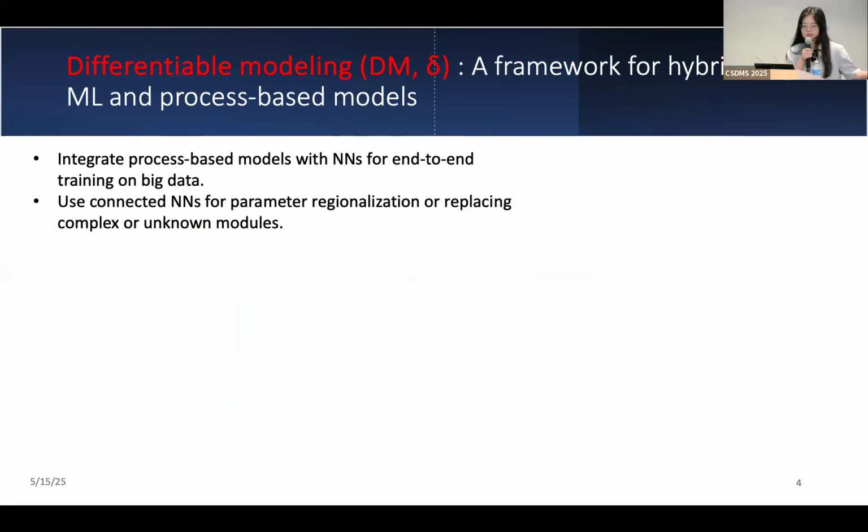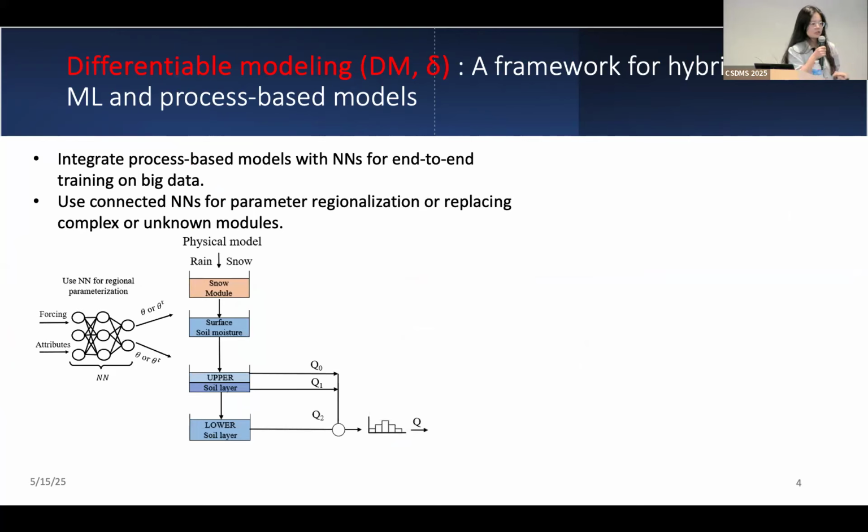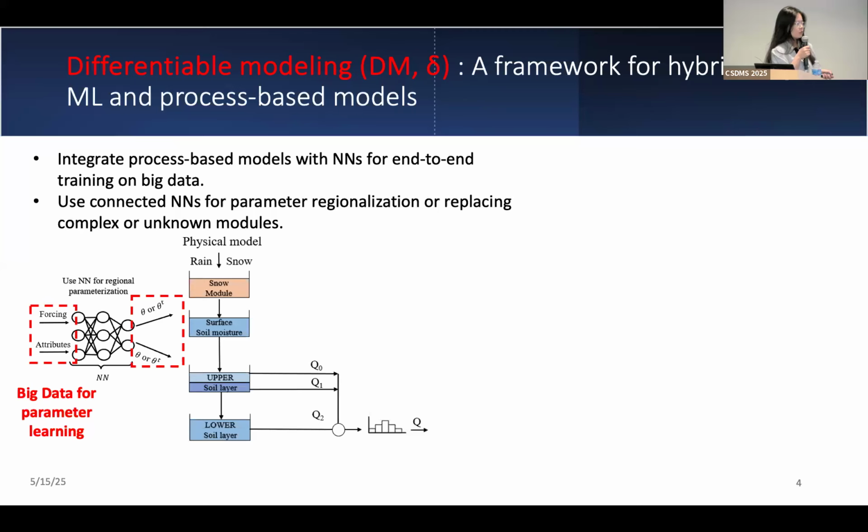One solution is differentiable modeling. That is a framework hybridizing machine learning and process-based models. It integrates those two types of models and trains them simultaneously on big data. Inside this framework, the neural network can first be used for parameter regionalization. That is to find the relationship between the big data, for example the forcing and the attributes from all the basins, and the parameters of the physical models.